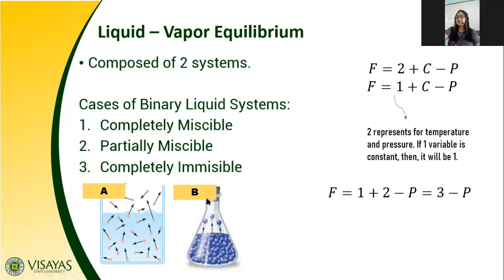Now, as we proceed to this liquid-vapor equilibrium, it is composed of two systems. So we will compute the variance of this liquid-vapor equilibrium.